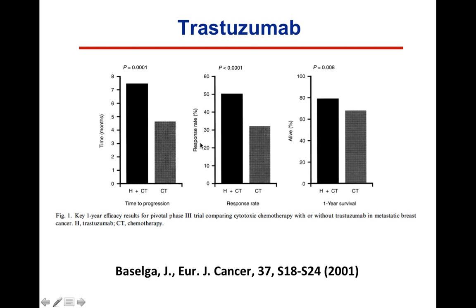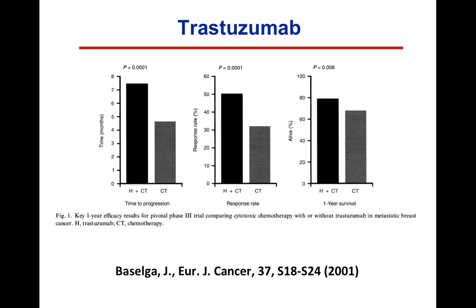For response rate, the percentage with trastuzumab and chemotherapy was 50%, whereas with just chemotherapy it was only around 30%, so an increase of 20%. The percent alive after 1 year with Herceptin, or trastuzumab, and chemotherapy was about 77%, roughly 80%, whereas with just chemotherapy it was a little lower than 70%. So you got an increase of roughly 10% in survival.